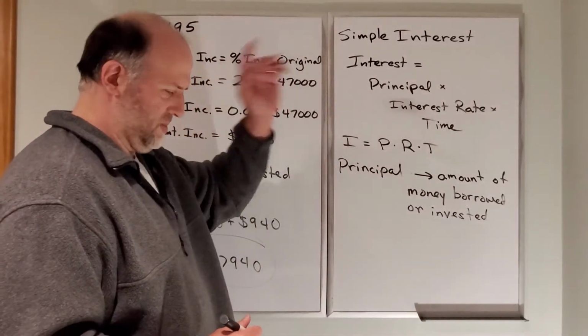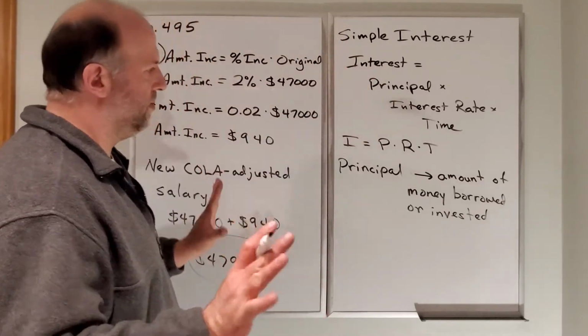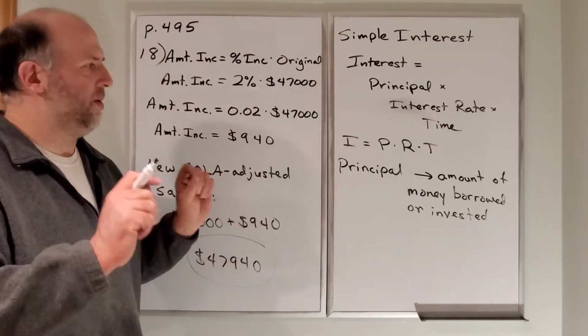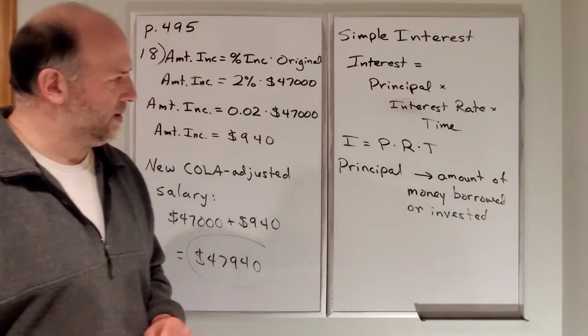Sorry, I'm kind of in an old mode of teaching. Usually I go P, R, T, and then I talk about I at the end. I apologize. Principal. The principal is the amount of money borrowed or invested.